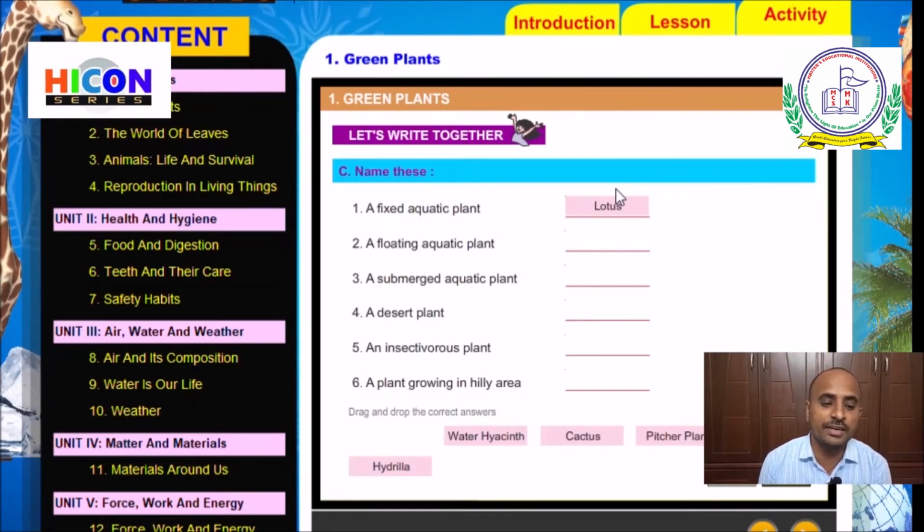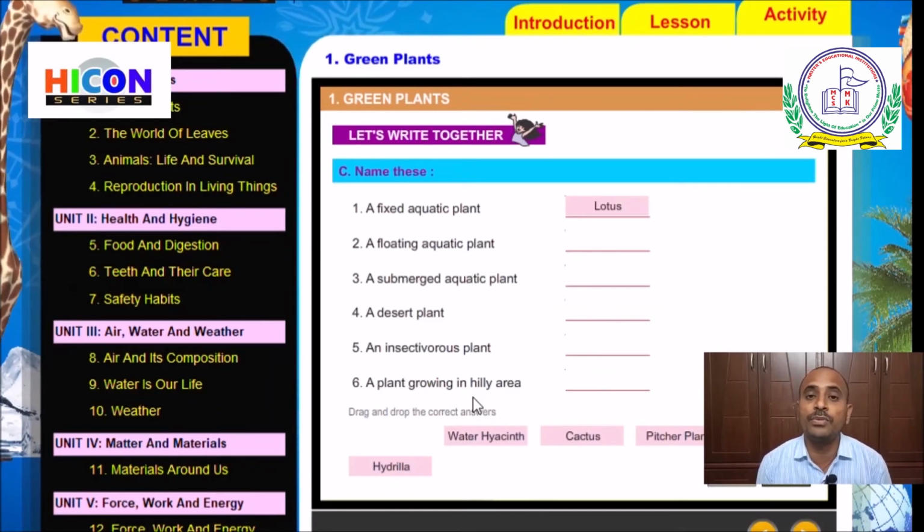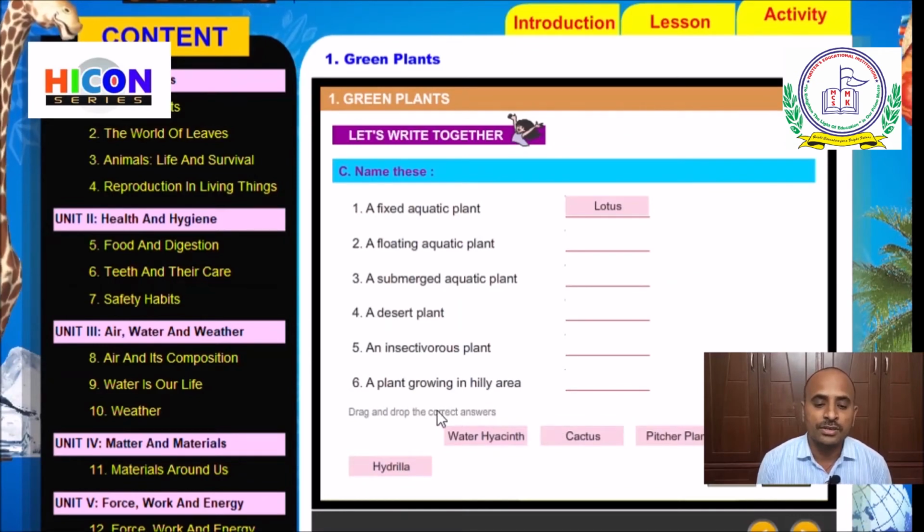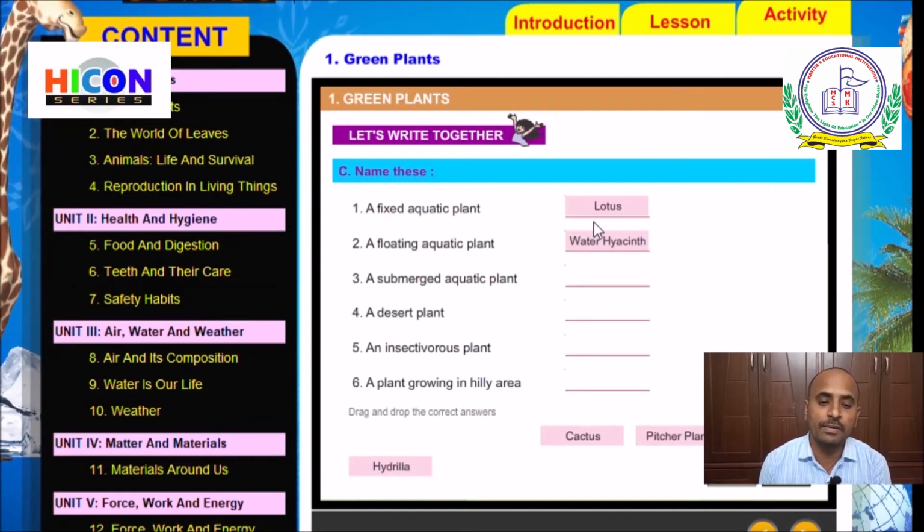So children, read the second sentence. A floating aquatic plant. Among these given words, we have to identify which one is a floating aquatic plant. We have already discussed examples for floating aquatic plants. The common examples are Lemna, Jussiaea, and water hyacinth. Among these given words, water hyacinth is here. So write water hyacinth for the second sentence, which is a floating aquatic plant.